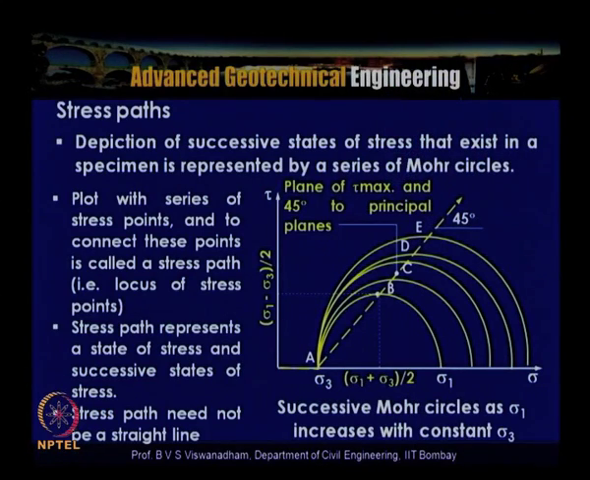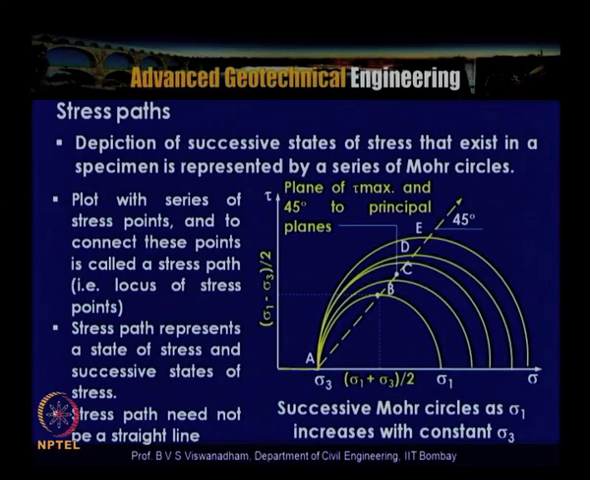So the successive states of stress that exist in a specimen are represented by a series of Mohr circles. That is what we have discussed. When you plot the series of stress points and connect these points, it is called a stress path, also called the locus of the stress points. Here it is again indicated as A, B, C, D, E.